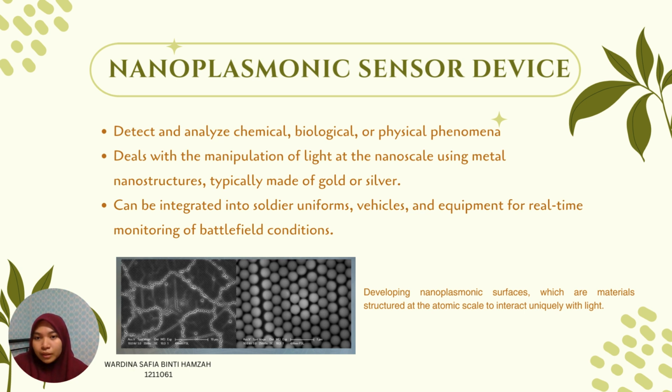It also deals with the manipulation of light at the nanoscale using metal nanostructures, typically made of gold or silver, and it can be integrated into soldier uniforms, vehicles, and equipment for real-time monitoring of battlefield conditions. So, this is actually the nanoplasmonic phase, which are materials structured at the atomic scale to interact uniquely with light. So this material changes color when exposed to certain chemicals.